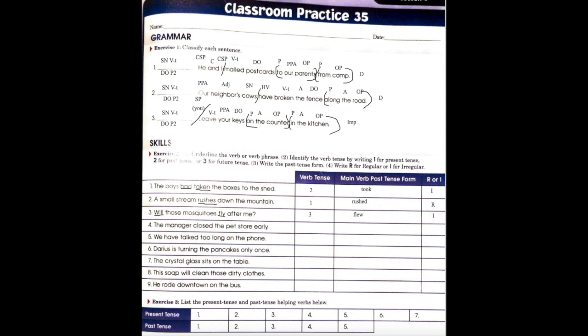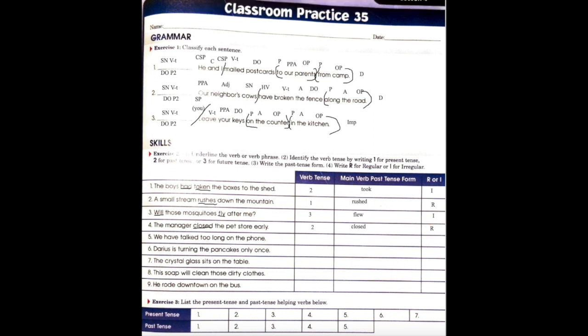Number 4, the manager closed the pet store early. Closed is our verb. We don't have a helping verb. We need the verb tense. We don't have a helping verb, so we're looking at the main verb. The tense is past because it's closed. So we're going to write number 2 for past. And then main verb, past tense form. Well, the main verb is already in the past tense form, and it's closed. Closed has an ed at the end, so that means it's regular.